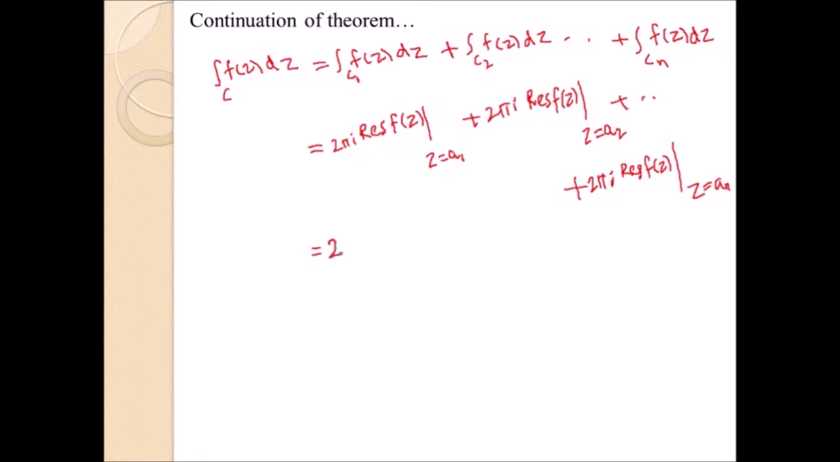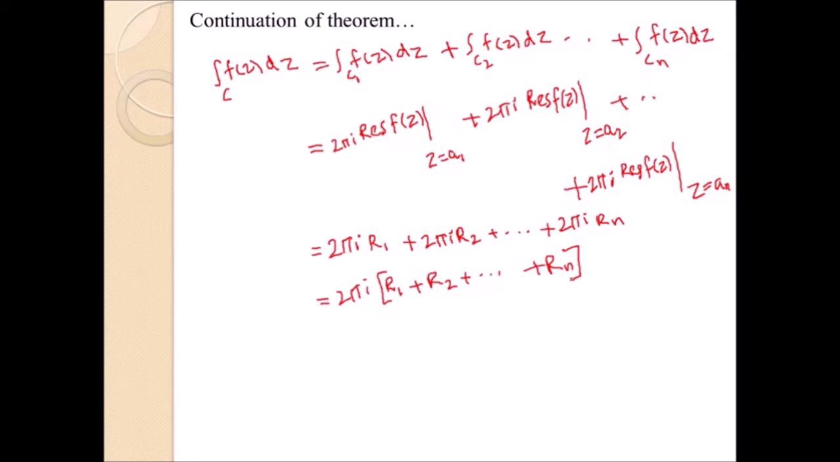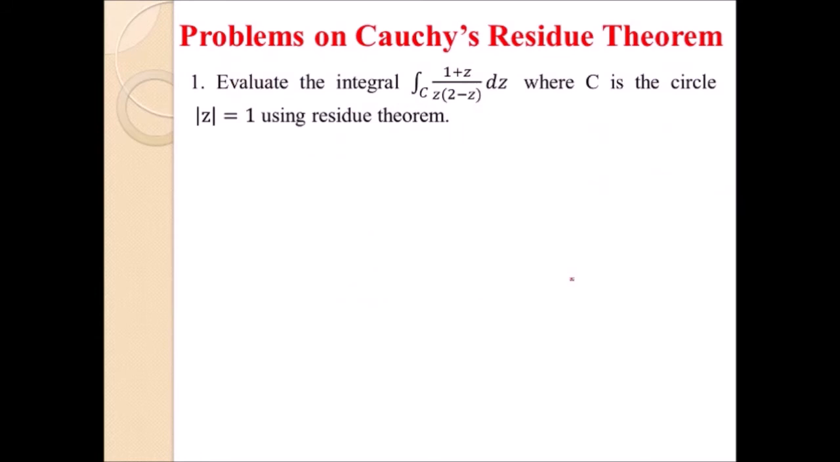So we can write this as 2 pi i times the residue of f of z at z equal to a1, which is given by r1, plus 2 pi i into r2, and so on, plus 2 pi i into rn. This is equal to 2 pi i into r1 plus r2 and so on plus rn. This is the proof of Cauchy's residue theorem. Now we'll move to the problems on Cauchy's residue theorem.